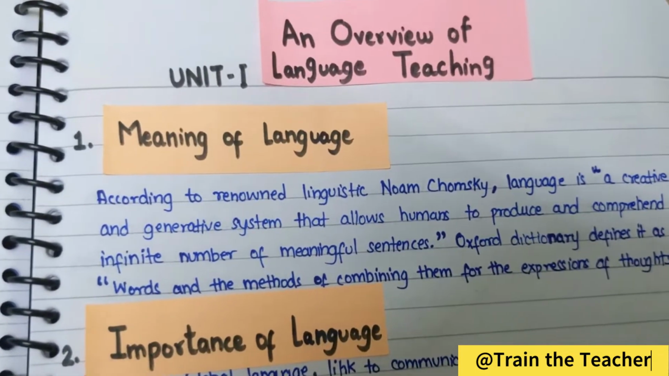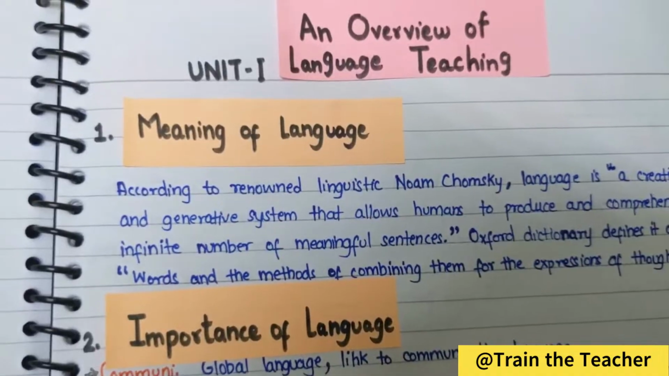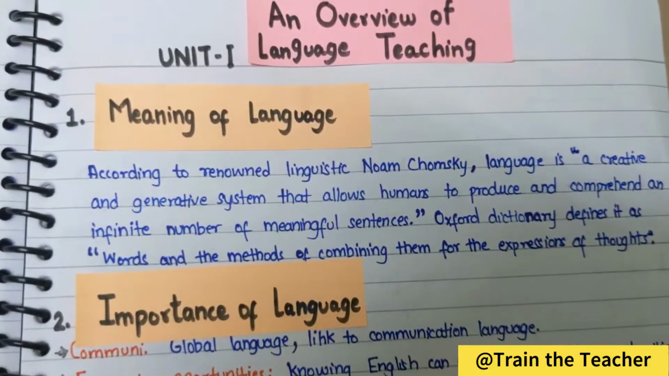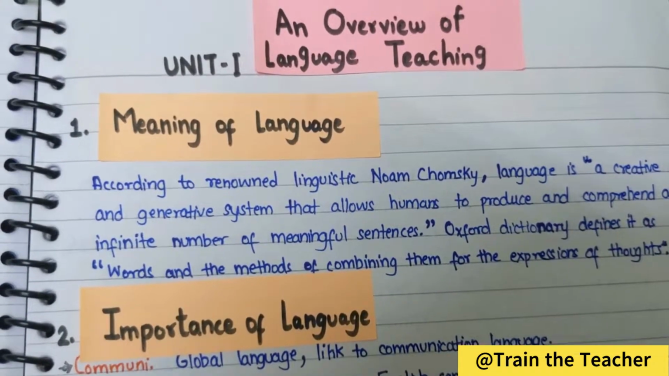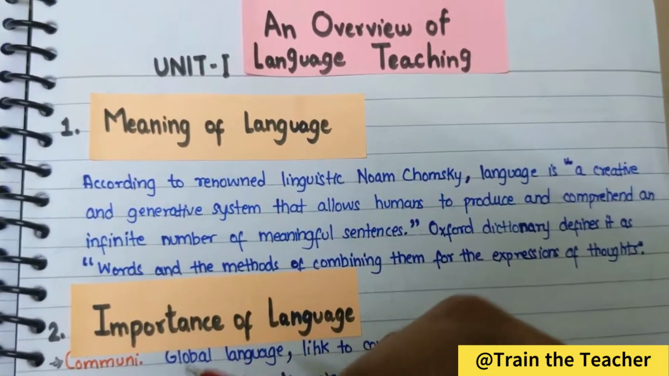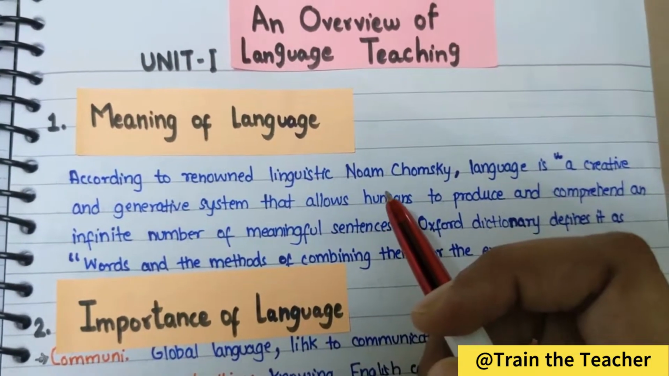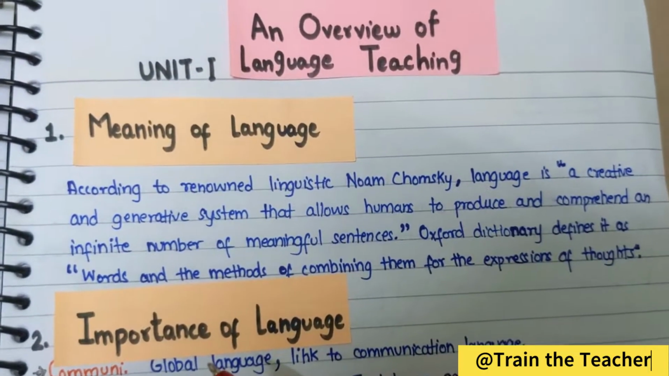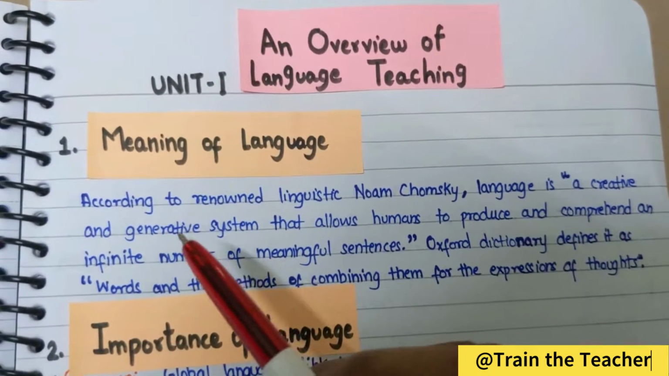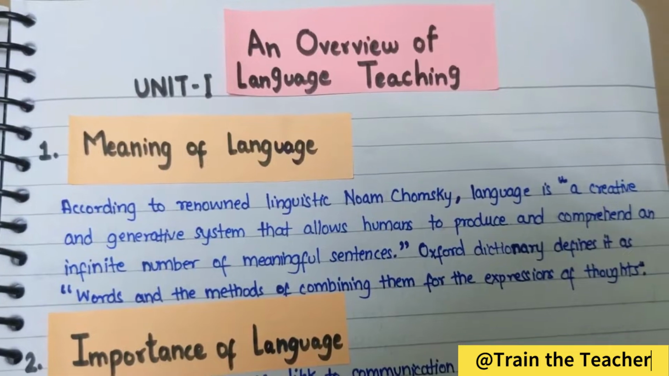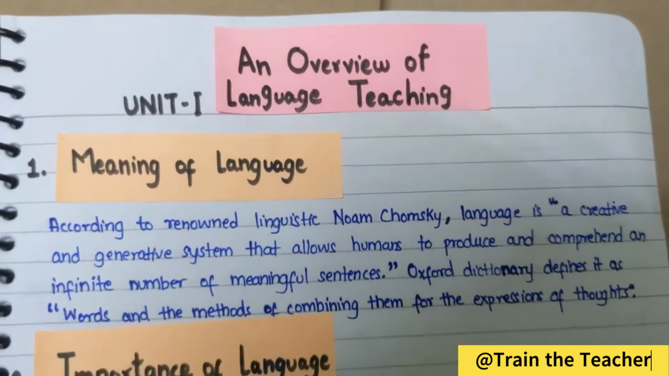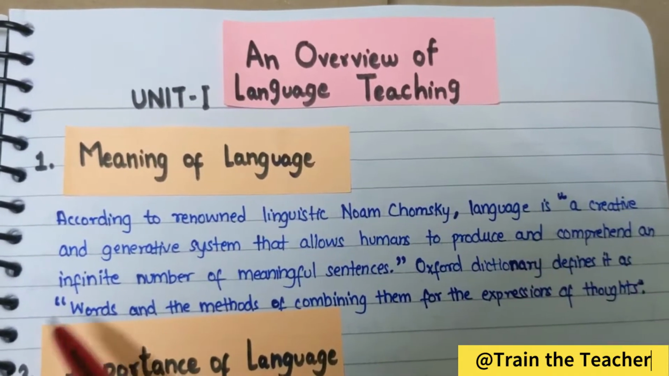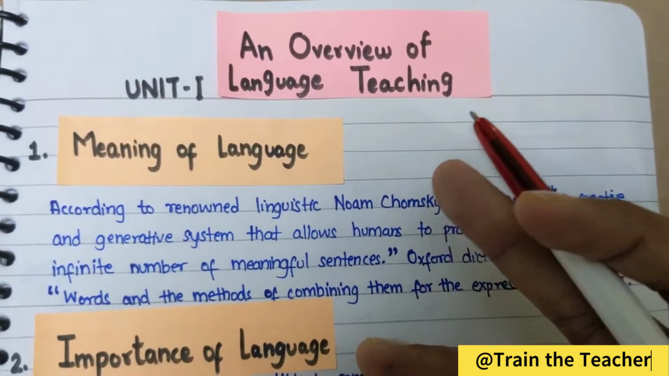Okay, now again this has been the university's favorite question, which is meaning of language, and here I would strongly request you to come up with one of your favorite critics' definitions. Here I have chosen Noam Chomsky. I often read him, so I am quite convinced with his theories and all the ideologies that he believes in. According to Noam Chomsky, language is a creative and generative system that allows humans to produce and comprehend an infinite number of meaningful sentences. ये है language और कुछ नहीं है.